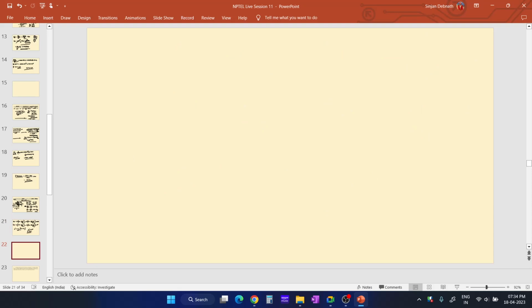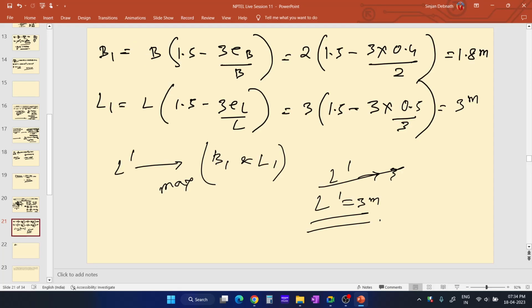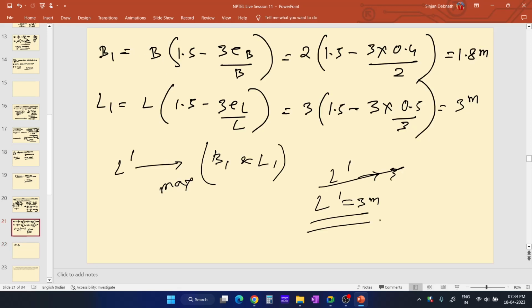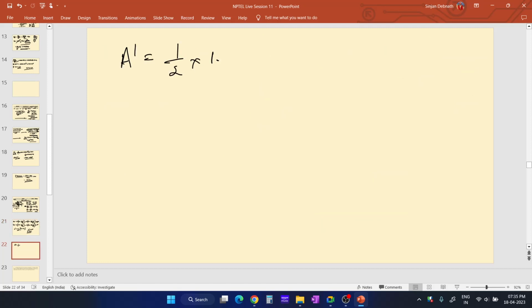Now what is the area of the triangle? For effective area, this one is L dash, the length, and the breadth is 1.8. So half into base into length, half into L into B. The length is 3 meter and the breadth is 1.8 meters. So half into 1.8 into 3, this is the effective area of the triangle, and it comes out to be around 2.7 square meters. So this is the answer.